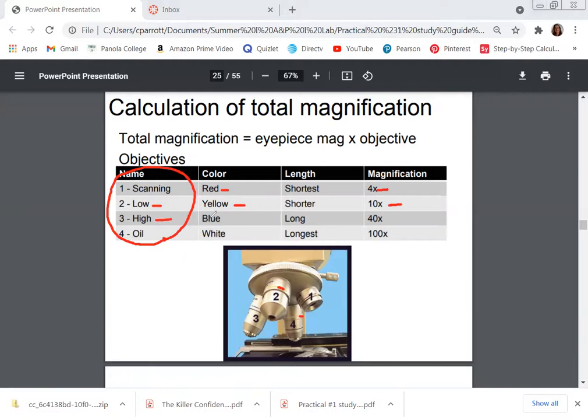Then your high objective is in blue. You can see that blue ring right there. That is our high objective, and it has a magnification of 40. Then our oil is going to be in white. This one down here is our oil. It's the longest objective, and it has a magnification of 100 times. And you have to be able to multiply out or calculate the total magnification. So again, we are going to share a different screen here.